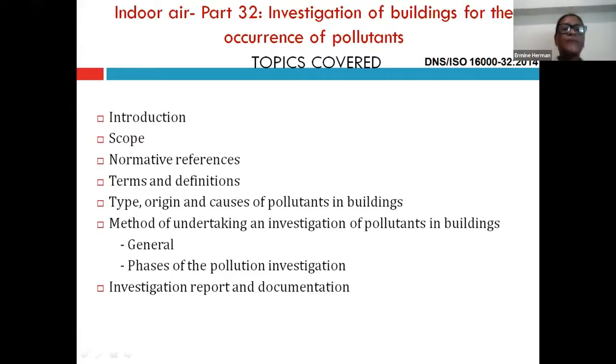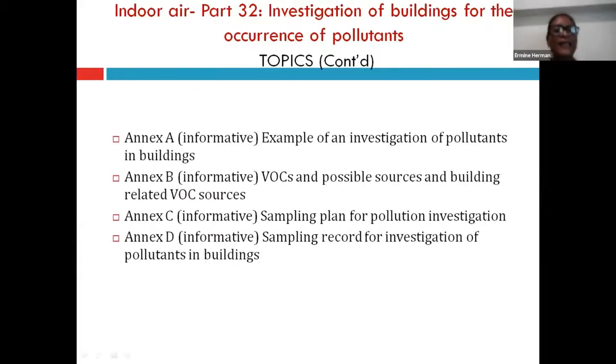And it speaks to a methodology for undertaking the investigation of those pollutants and what are the phases of this pollution investigation. How do you produce a report and document your findings? That is covered in this standard as well.